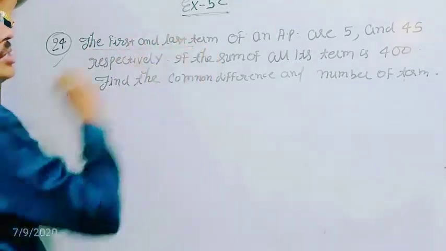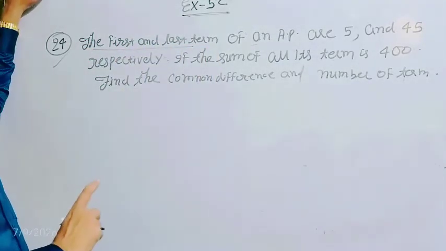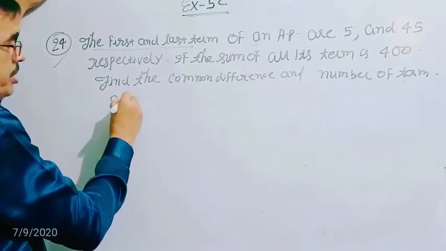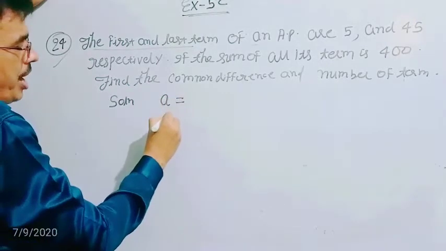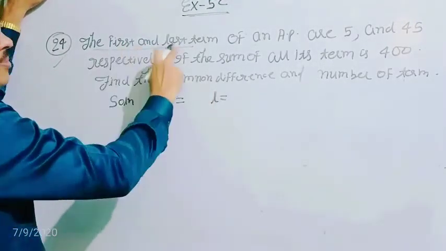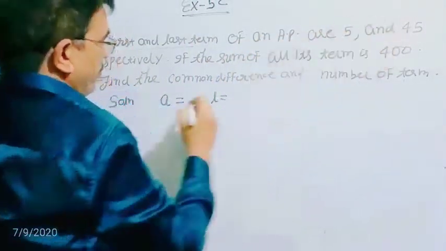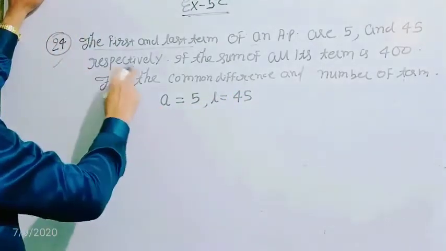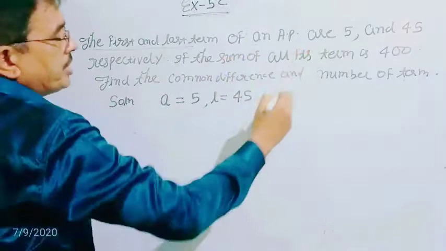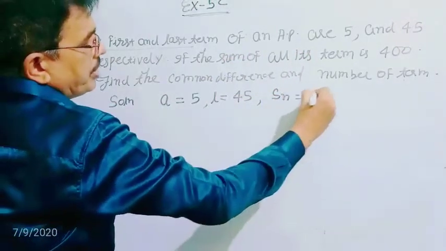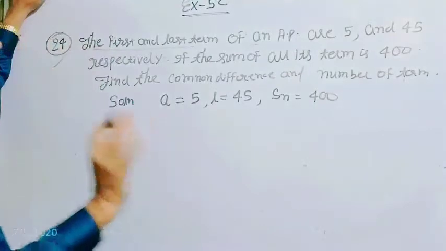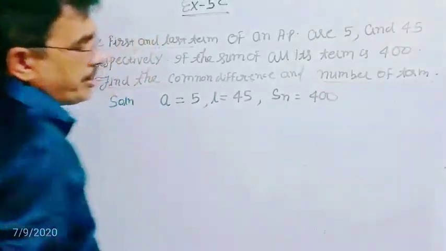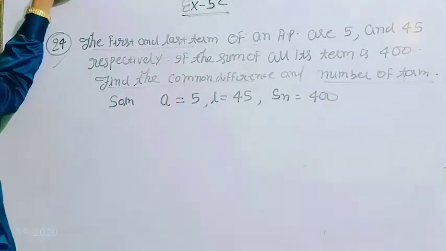The first term and last term. The first term is denoted by a and the last term is denoted by L. So in the solution you write that the first term and last term of an AP are given as 5 and 45 respectively. If the sum of its terms is 400, then there are two questions. First, find the common difference, and second, find the number of terms. That means, what is n and what is d.